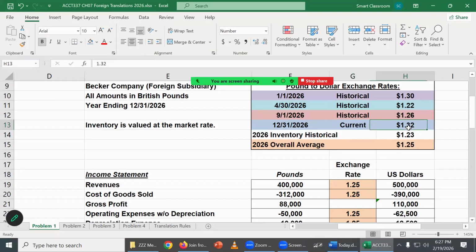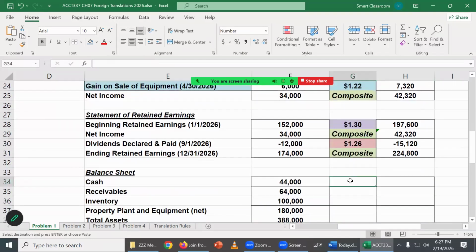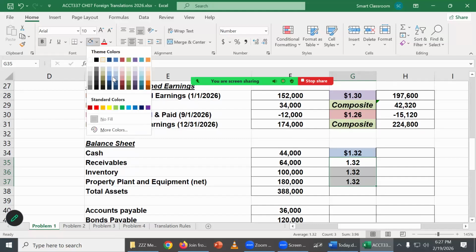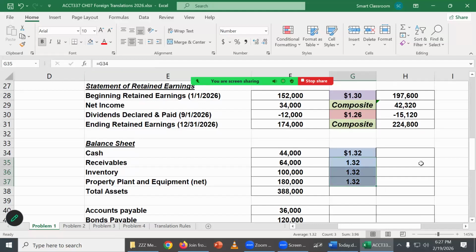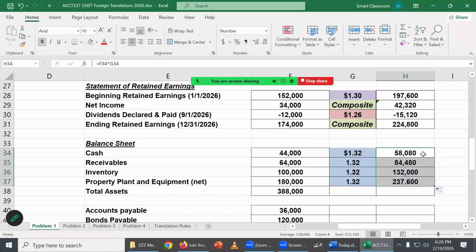Okay, so current rate, 132. And that's going to be for everything. In fact, you can even do the total assets with it. Okay, so let me multiply these out, and I'll go ahead and read them to you guys.